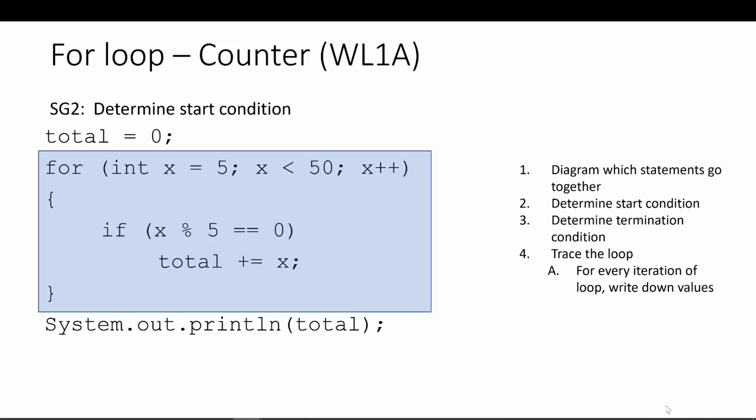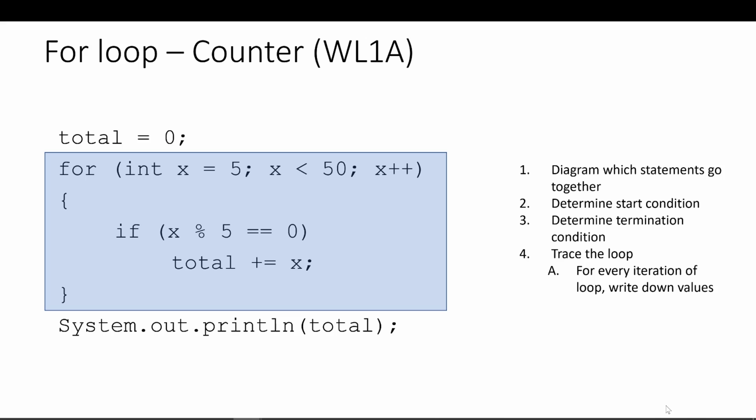Subgoal 2, determine the start condition. In this case, look at the first expression in the for loop. X begins at the value 5. Also notice there is an accumulation variable, total, which is set to 0. These are the initialization statements.